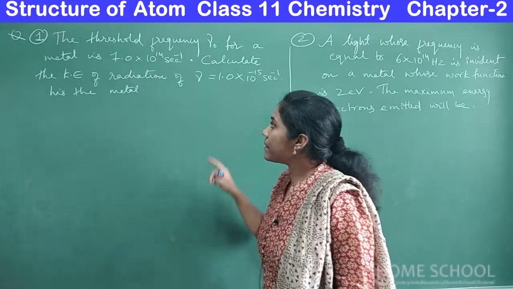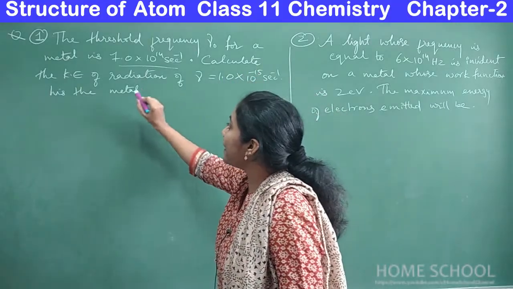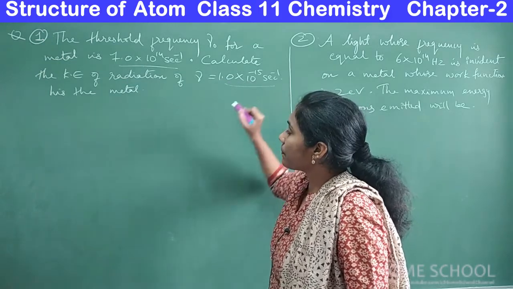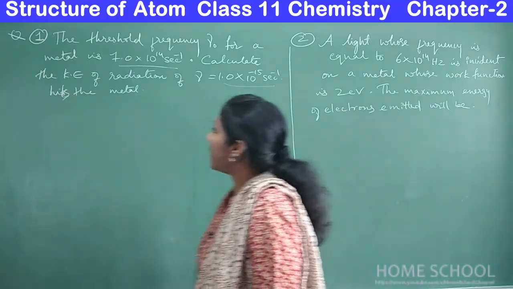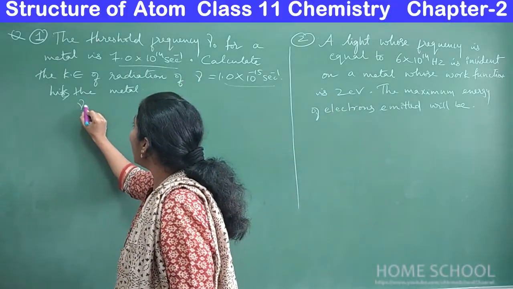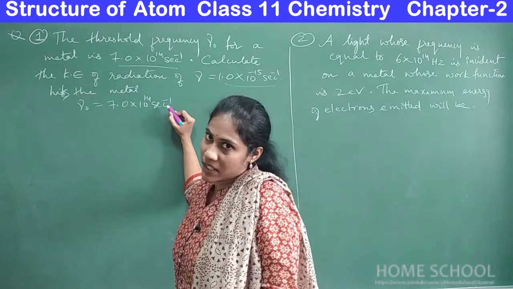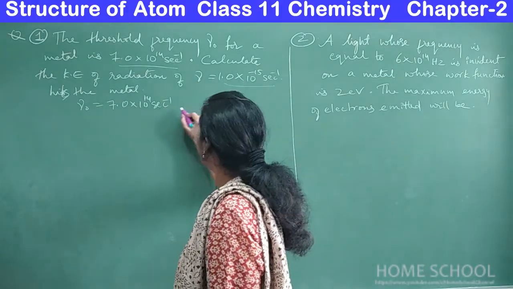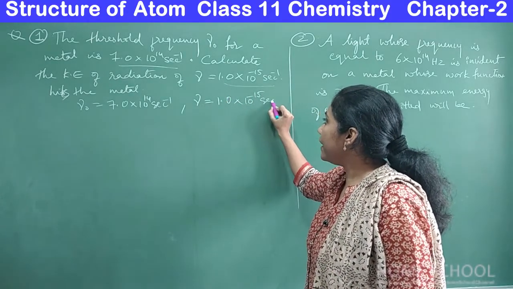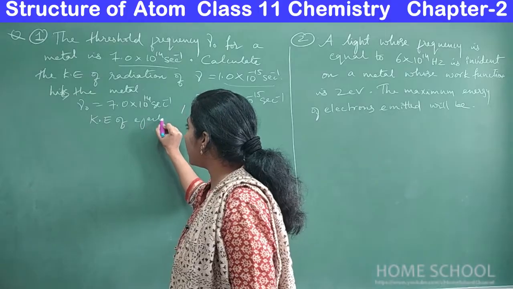Look at the first question here, guys. The threshold frequency nu naught for a metal is this much. Calculate the kinetic energy of the ejected electron when radiation of this frequency hits the metal. So what is given? Nu naught is given, that is 7.0 into 10 power 14 second inverse. Second inverse is nothing but hertz. Okay, so units you must be aware of. And nu is given, that is 1.0 into 10 power 15 second inverse. They are asking you to calculate the kinetic energy of the ejected electron.